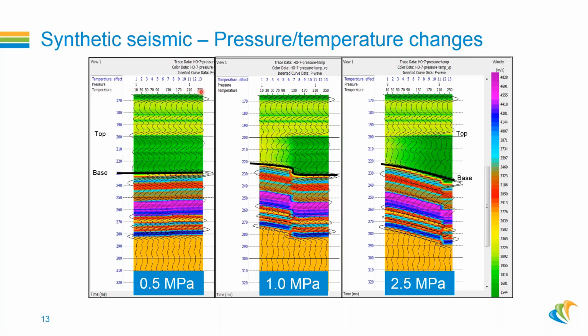So you see that at 0.5 megapascal, the temperature changes don't change this reservoir velocity. But if I go to a little bit higher pressure, I'm able to see that yes, the synthetic is changing, the thickness is changing in time. So this type of synthetic generation will help me to understand what I could expect in the monitor seismic data.